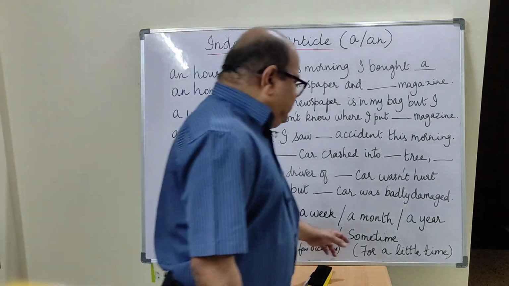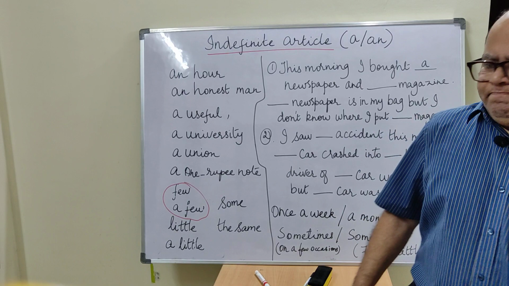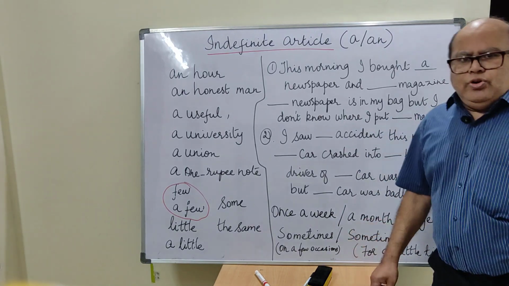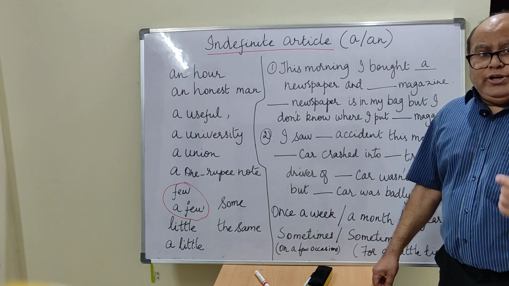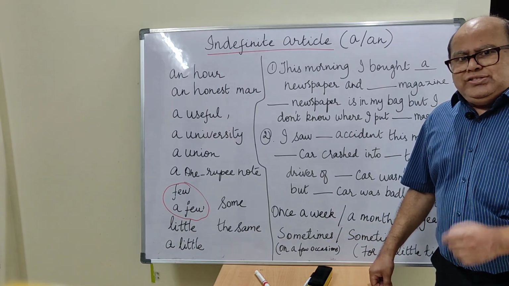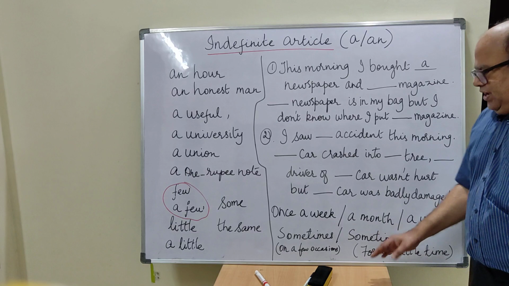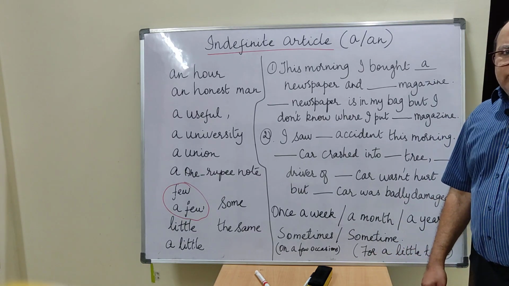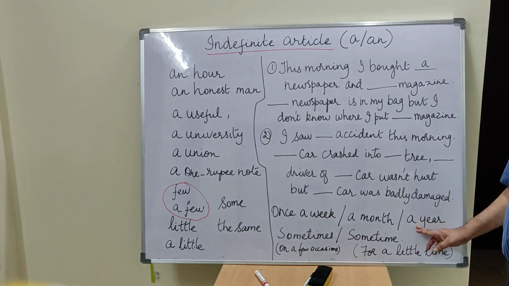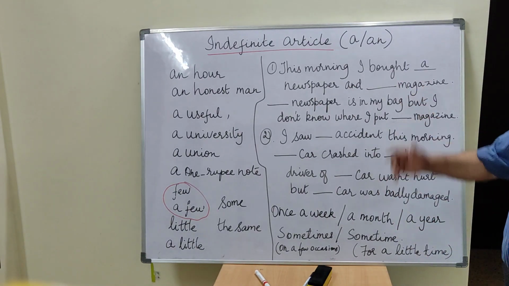And look at the examples here. I must have already told you, you should not use in once a week, but once in 2 weeks, once in 3 weeks. Similarly, once a month, not once in a month. Once in 2 months, once in 3 months. Once a year, once in 2 years, and so on.